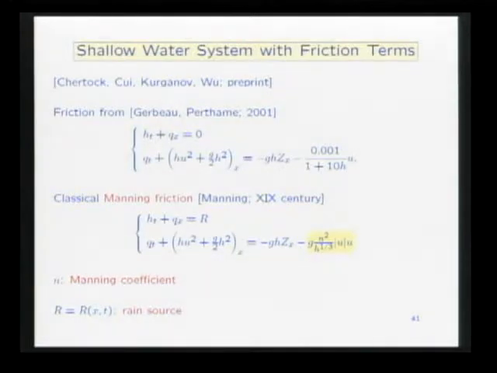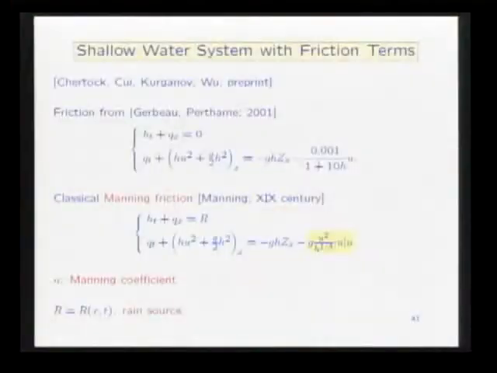So now I will start adding some terms, and I will start with the friction term. I will not add the friction term from the Gerbo and Pertam paper, but I will add the Manning friction term, which is considered to be the most popular among engineers or practitioners. This is a Manning coefficient, and then I also add some rain source because I will talk about some problems where there's a drainage, rainwater drainage in urban areas. So I will get there very soon.